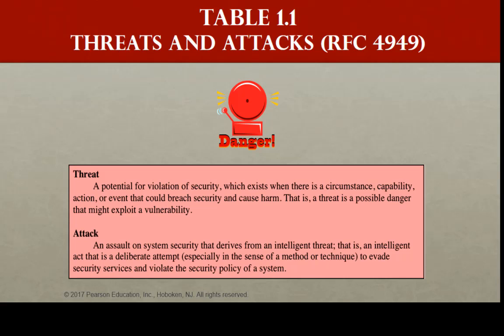And we have a table for you about threats and attacks, and it's part of an RFC, request for comments. In the literature, the terms threat and attack are commonly used to mean more or less the same thing, and this table provides some definitions from that RFC.